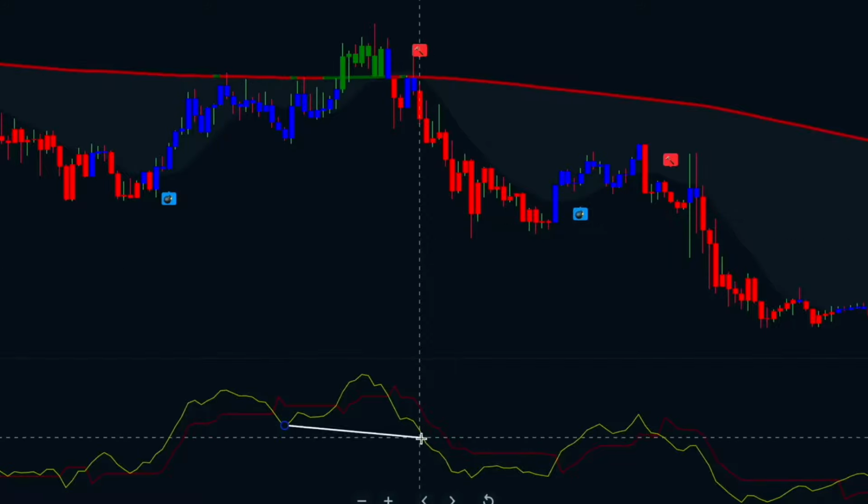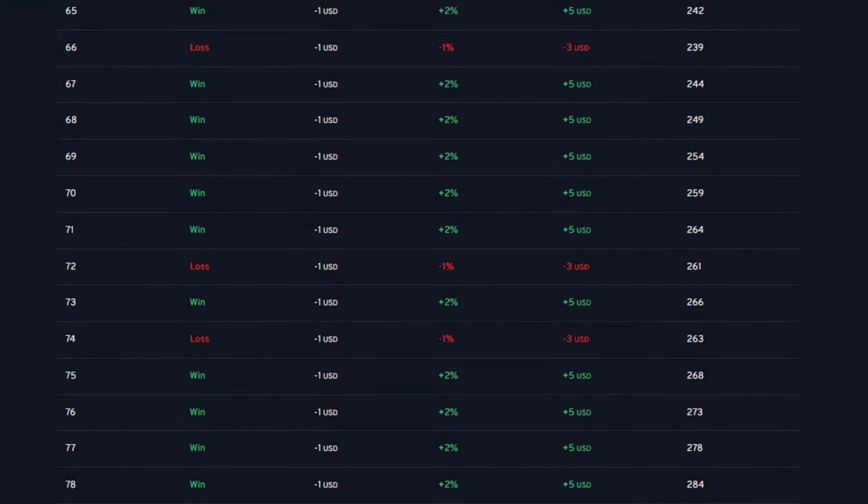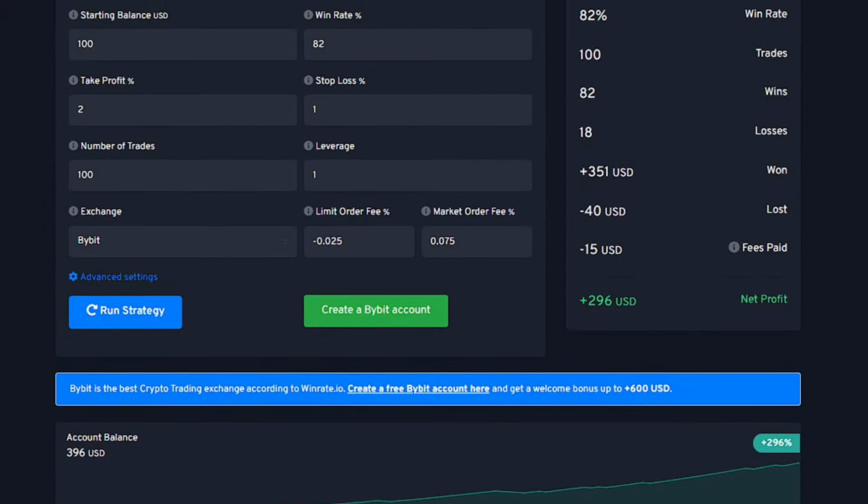However, no strategy is perfect, and there will still be some losing trades, but those are less frequent. Let me show you the backtesting results so you know what to expect. I tested the strategy 100 times. The win ratio was 82%, with a risk-reward ratio of 2:1. After 100 trades, the strategy increased the account size by almost 300% with no leverage, turning $100 into almost $300.